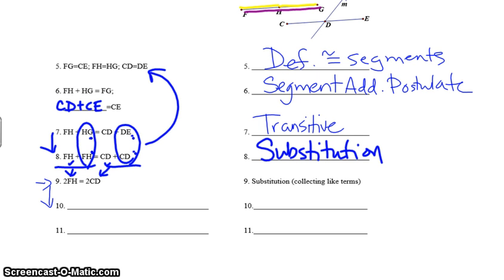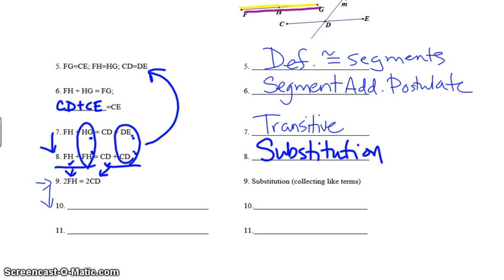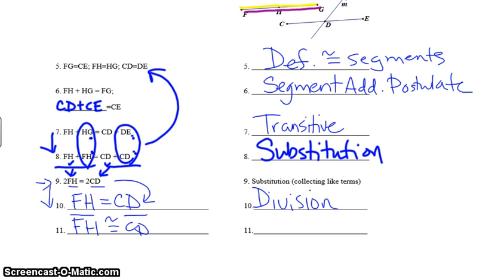If you get stuck here, go look again at what you're trying to prove. We are trying to prove that FH and CD are congruent. So somehow, I want to say that FH and CD are equal to each other. Well, how do I go from there to there? I divide both sides by 2, and it gets me those by itself. At that point, because I know they're equal, I can say those pieces are congruent to each other. And that is based on definition of congruent segments.